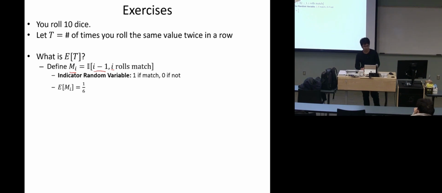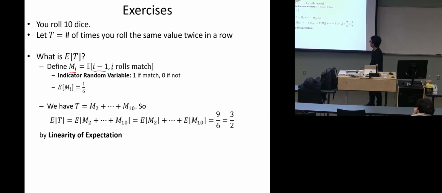And why do we consider this Mi at all? This is just because T is nothing but the sum of Mi from M2 up to M10, right? And so now, by linearity of expectation, we can just compute the expectation of T. You have a sum of expectations, and each Mi here is just 1/6. So you sum them up, you get 3/2.